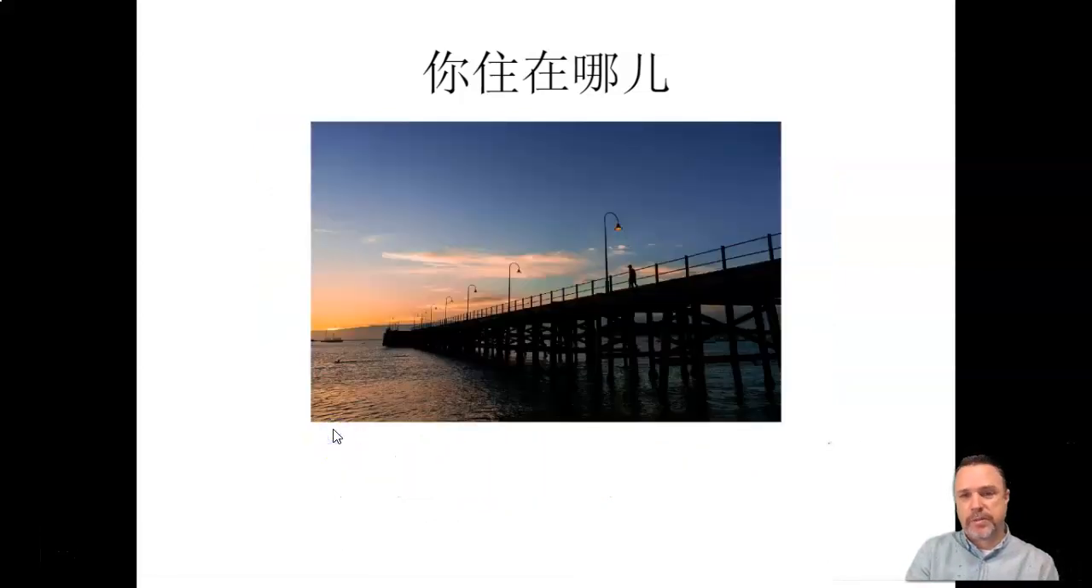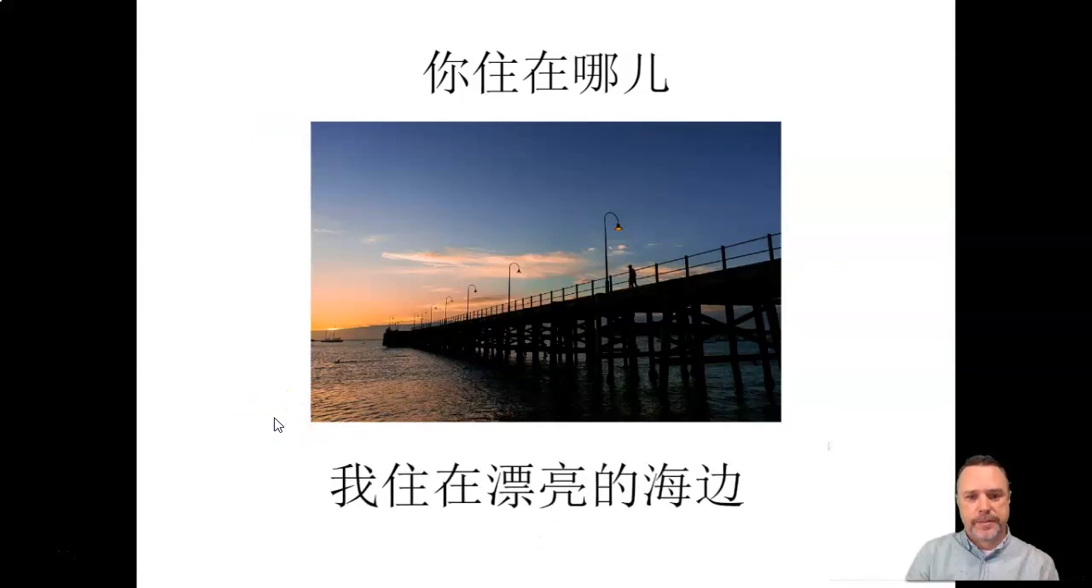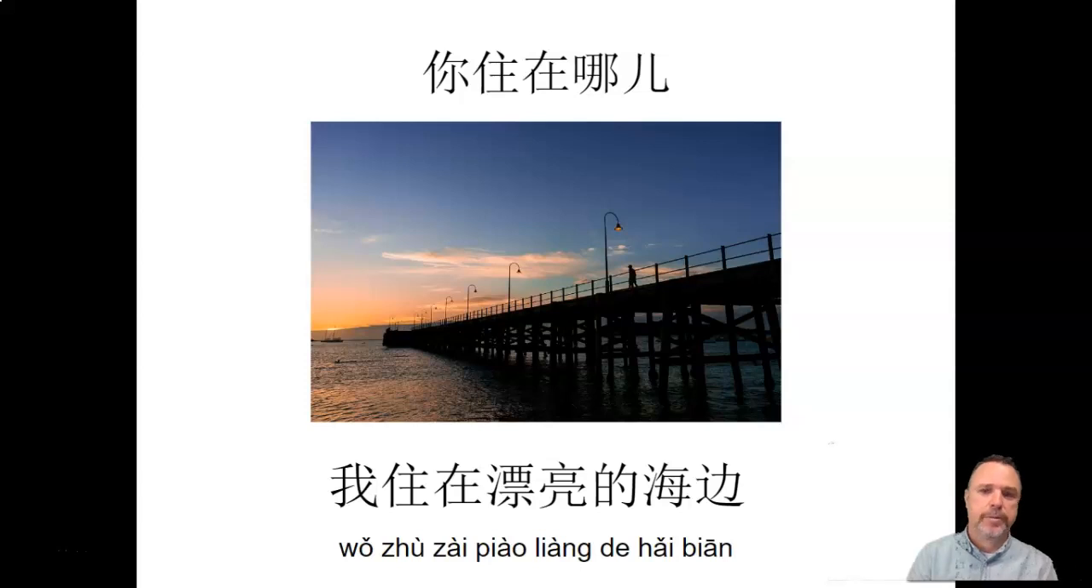Okay, last one. Picture across harbour again. How have I modified that? I've said this. If you need some pinyin, there it is. 我住在漂亮的海边. 漂亮的海边, beautiful seaside. 我住在, I live by 漂亮的海边, beautiful seaside. So you can see we've just taken our basic sentence and we've added one detail to give it a bit more complexity and to make the language a little bit richer.